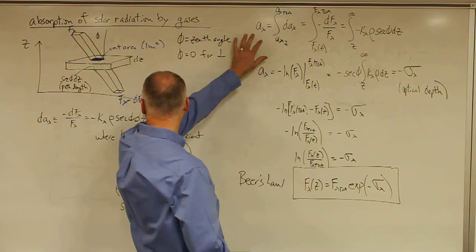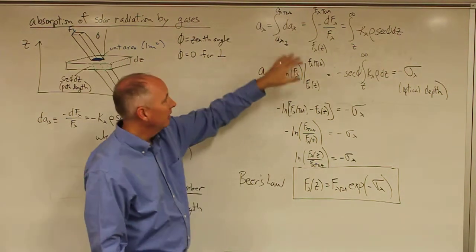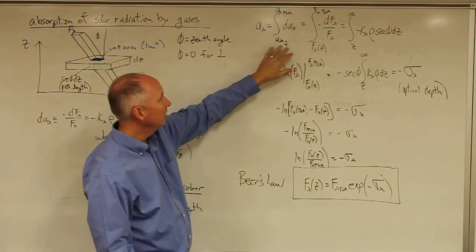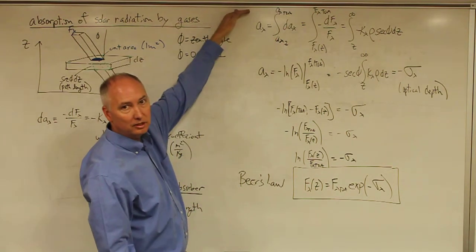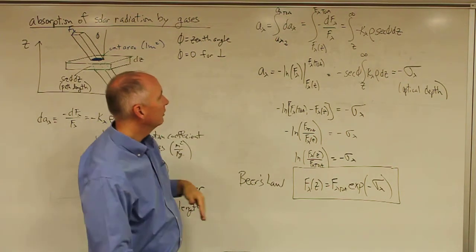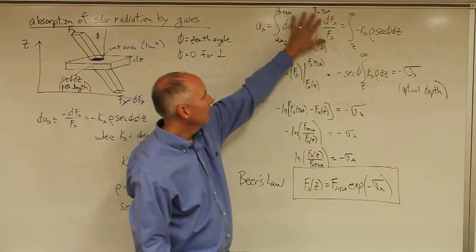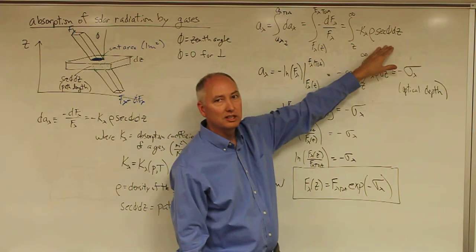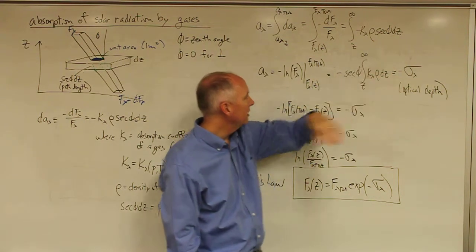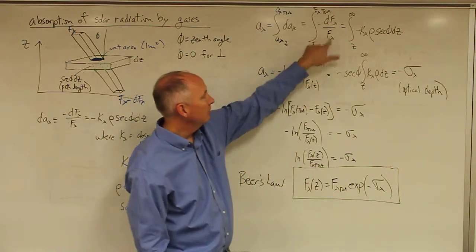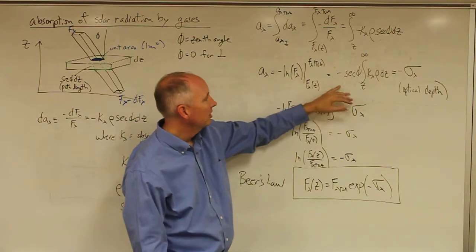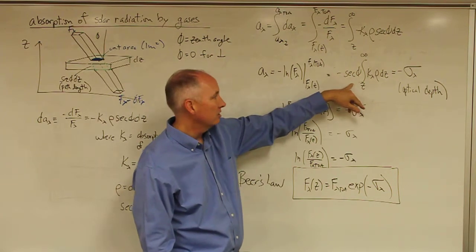So the absorptivity, using that definition over there, would be the integral over the change in the absorptivity from the top of the atmosphere to some height down further into the atmosphere. We'd integrate the minus dF over F, and we'd integrate this minus k rho secant phi dz. So the integral of dF over F is just the natural log of F, evaluated at these appropriate limits. The secant phi is a constant.